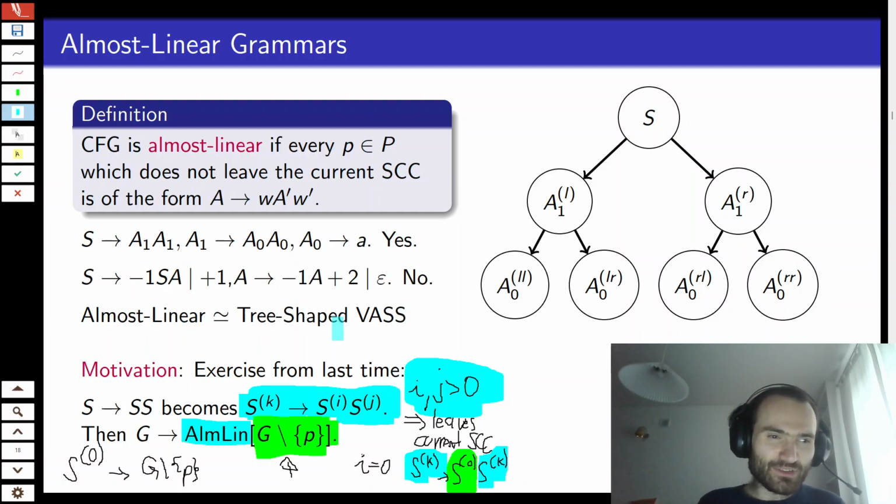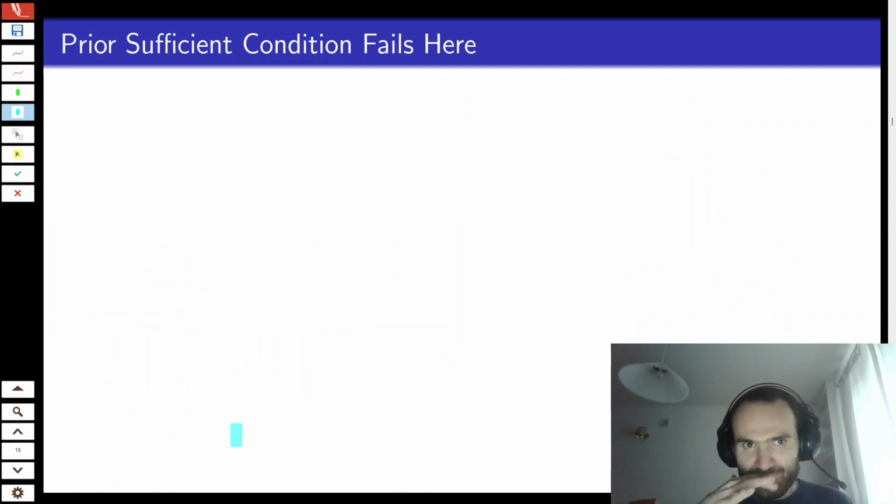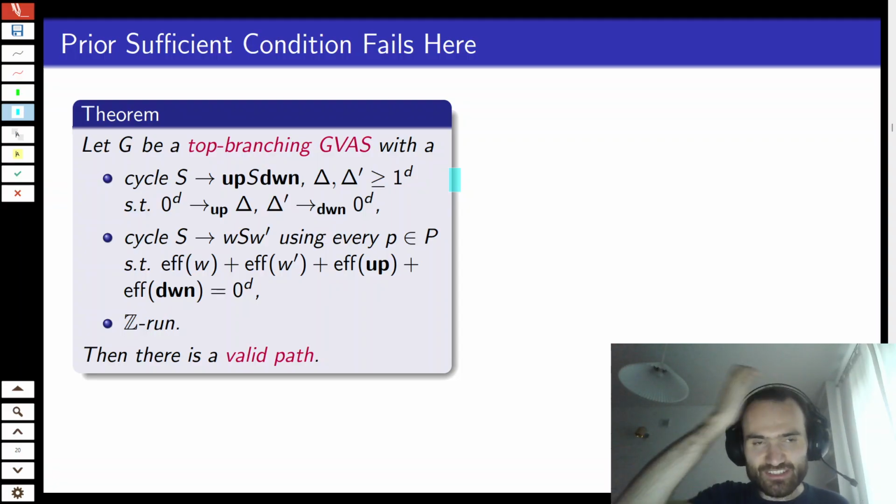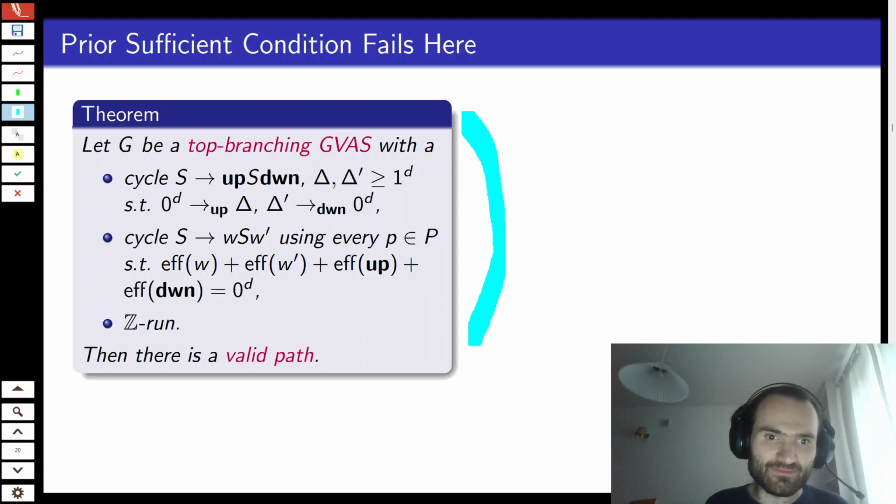Most introductions to GVAS would skip over almost linear grammars, but I think this is one of the aspects you have to understand, to see why this is actually simplifying your object and not making it more complicated. Okay, so let's start with our analysis of almost linear grammars. In particular, let's start with, why does this sufficient condition from last time fail here?